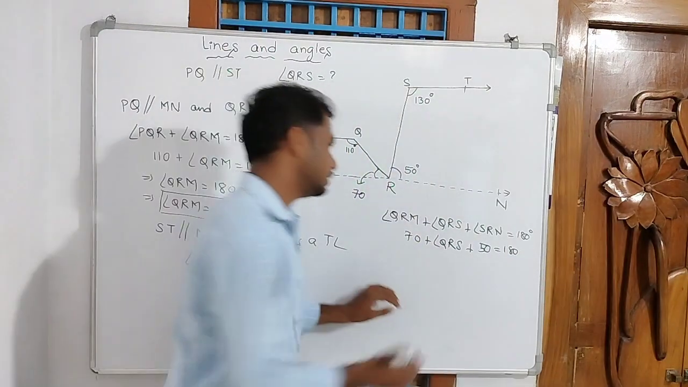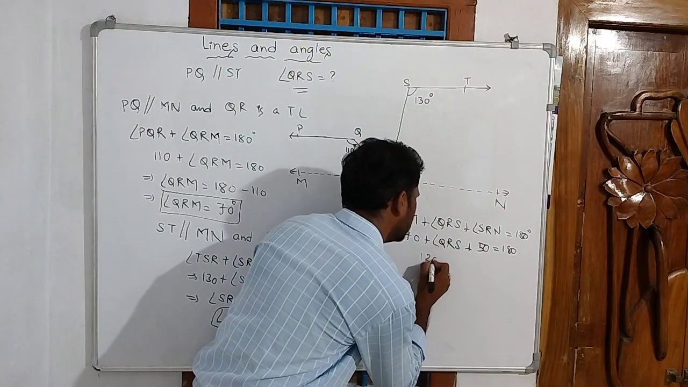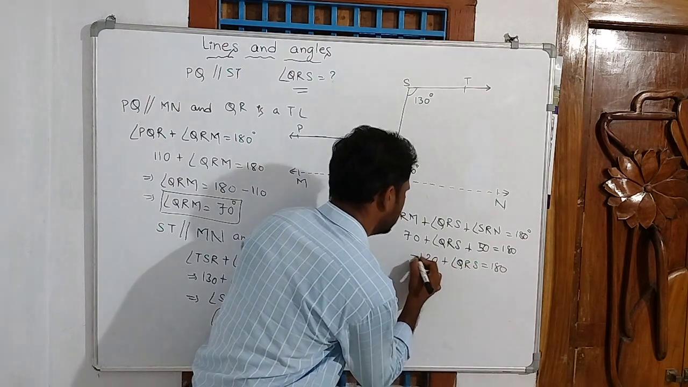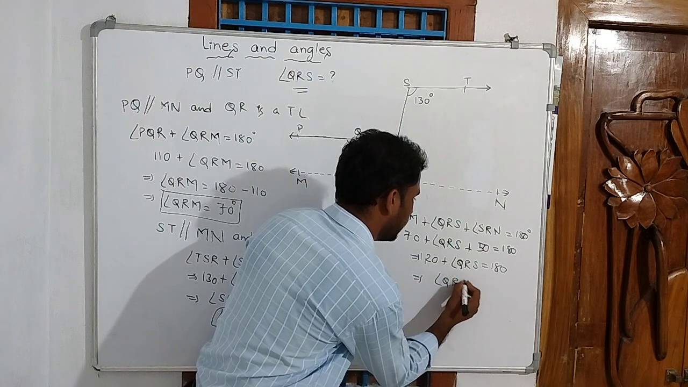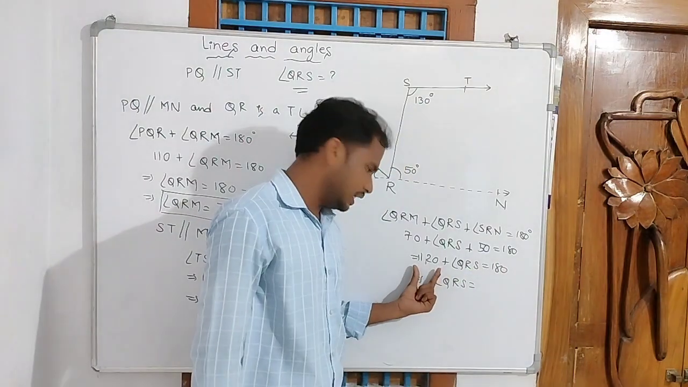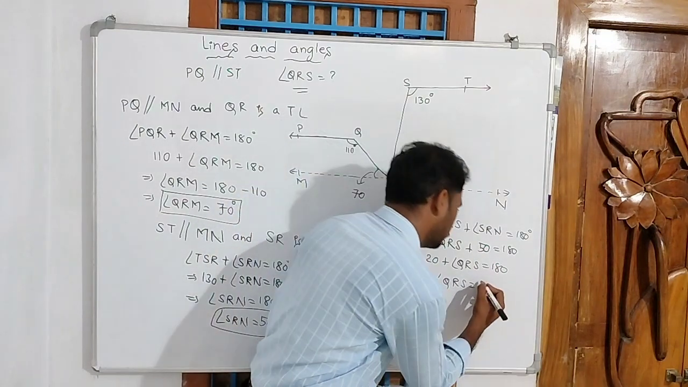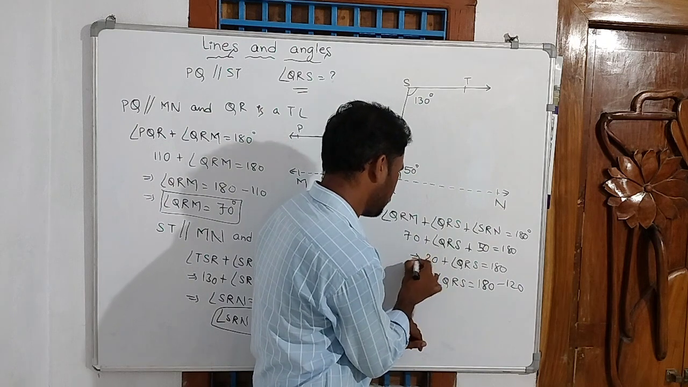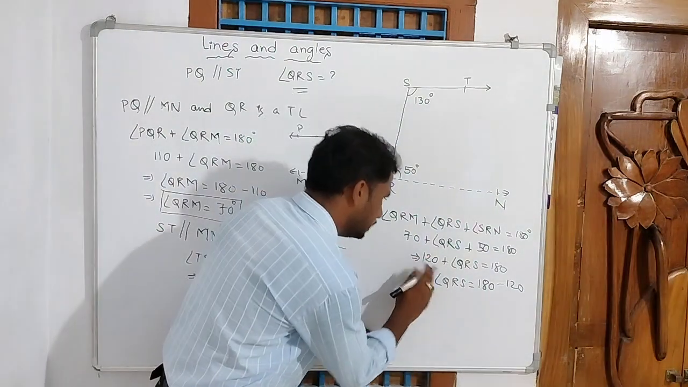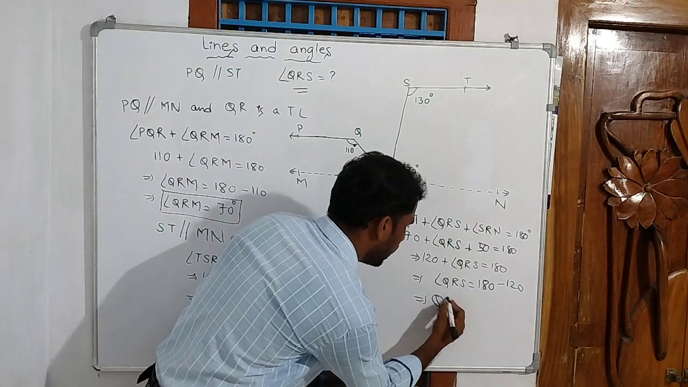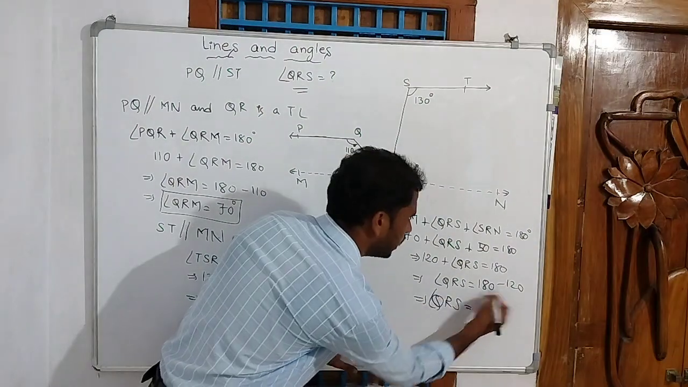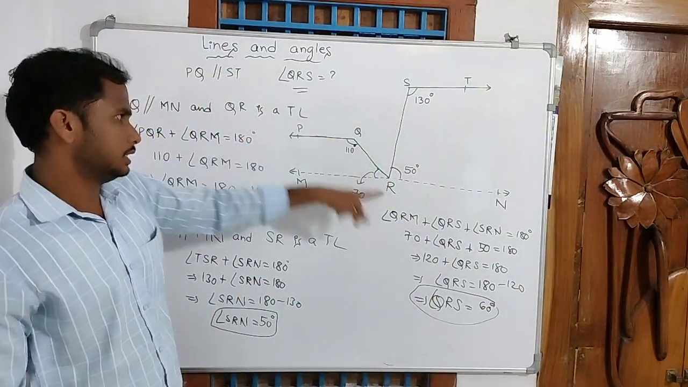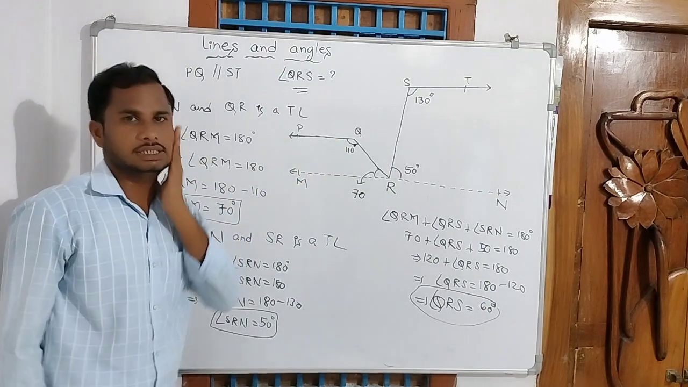Now we can add 70 plus 50, which is 120 degrees, plus angle QRS is equal to 180. That implies angle QRS is equal to 180 minus 120, which is 60 degrees. Finally, this angle QRS is 60 degrees.